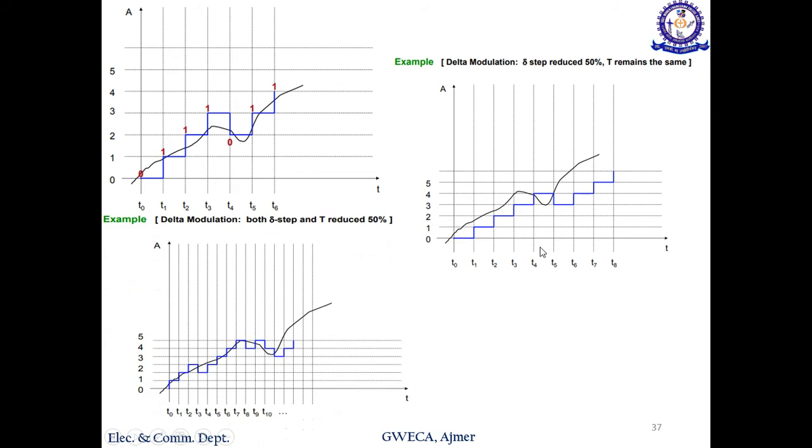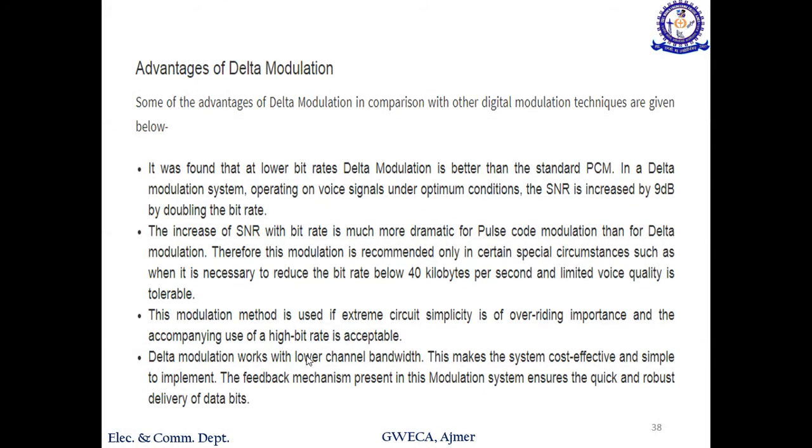Now in the next example, we have reduced both the delta and the time by 50%, so more information is obtained as the t size is decreased. So this is how we get the waveform. For the rising, we get a positive, and for decline, we get a negative. This is how we get the output waveform for the delta modulation system.